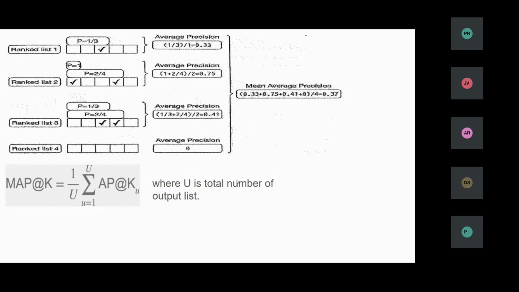Doing the calculation of those values, we get an average precision of 0.75 for ranked list 2. And if we average all the average precisions for all four lists, then we get an average precision of 0.37. So this is also the formula for mean average precision, as you can see.